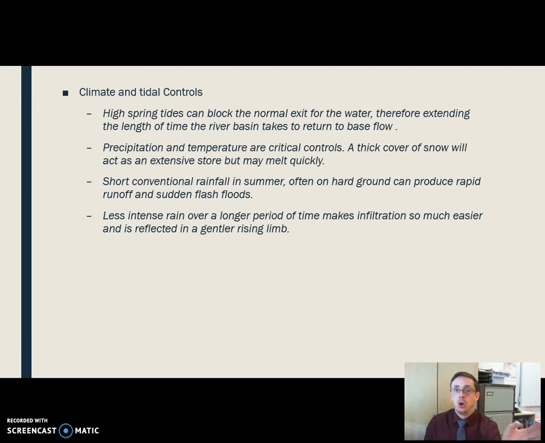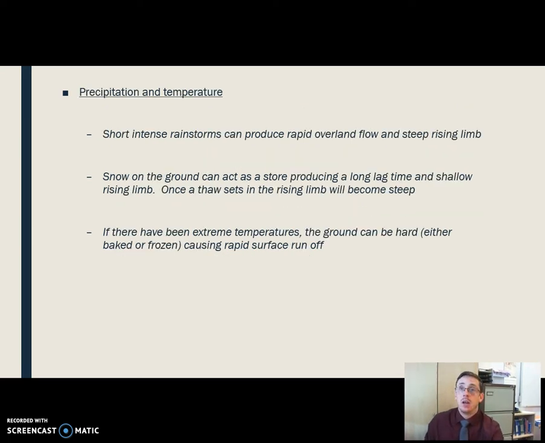Equally, if you've got a long period of more gradual rainstorms, it gives the soil a chance to gather up some moisture, become more like a sponge, and then you're going to have that gentler rising limb, and it's going to take longer for the same volume of water to pass through the system, which reduces flood risk.